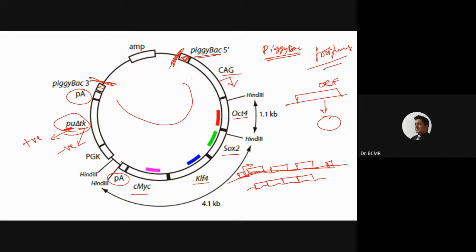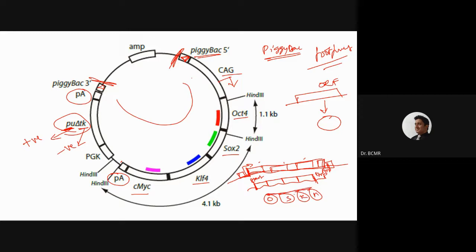But here they have cloned all the genes together, and they actually made it as a translational fusion. That means here is the start codon, and at the end you'll have the stop codon. These are all continuous actually. So when a protein is produced, it will produce a single polypeptide which is OCT4, SOX2, KLF4, and CMYC.